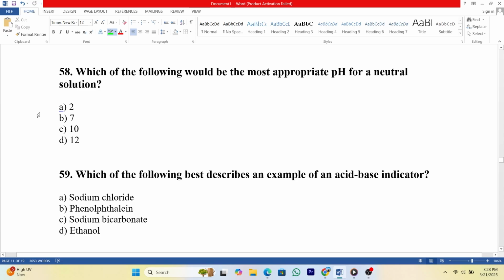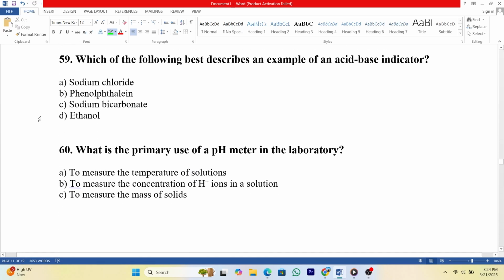58. Which of the following would be the most appropriate pH for a neutral solution? A. 2. B. 7. C. 10. D. 12. Answer: B. 7.